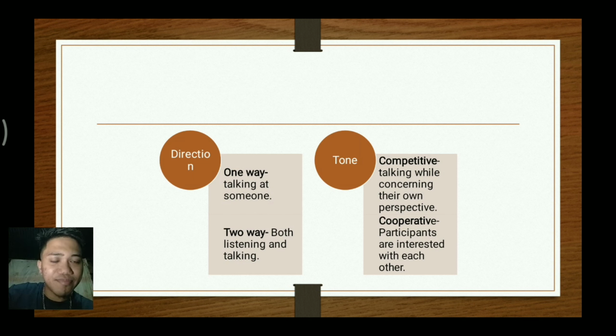She or he only considers his or her perspective, while on the other hand, cooperative is when participants are interested with each other. So you are interested in conversing with each other, so you care about their statements, and they also care about your statements.